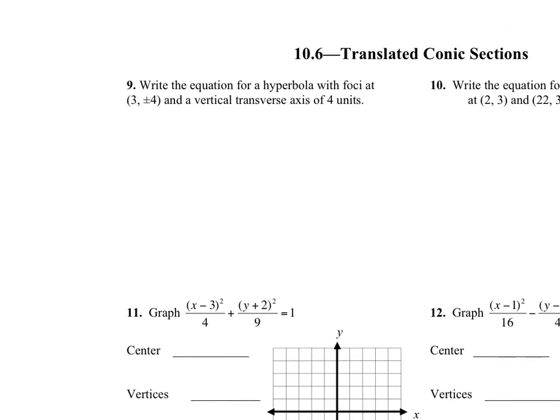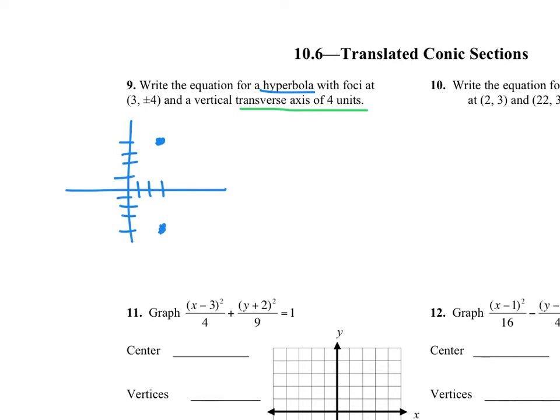Write an equation for a hyperbola with foci at, and let's go ahead and graph this. 1, 2, 3, 1, 2, 3, 4, and negative 4. There you go. There's your foci. Okay, it's a hyperbola. Foci are here. And it also tells us that we have a transverse axis of 2 units.